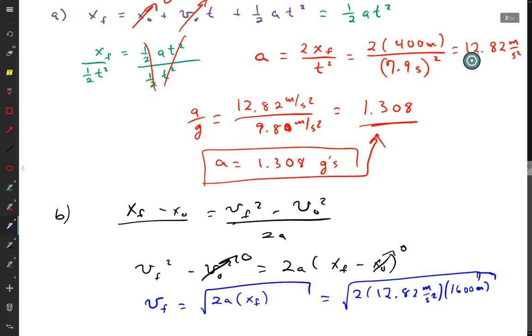Now notice I put in 12.82. I kept 4 digits on that acceleration. Only 2 were significant, but I kept additional digits because I would be throwing away information too early if I truncated at that point. So what do we get for this calculation? I'm out of space, so I'm going to squeeze it in over here.